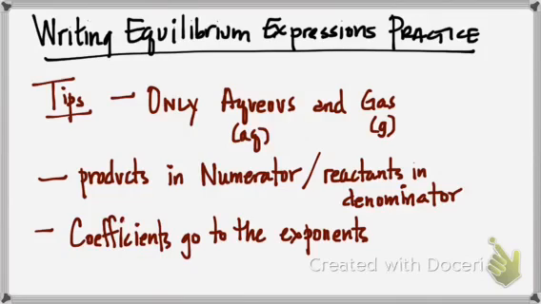Number one, you're only going to use aqueous and gas as far as states of matter. You're going to ignore your solids and your liquids. The next thing, remember that in putting stuff into your expression, the products are going to go in the numerator and the reactants are going to go in the denominator. And finally, the coefficients in the balanced equation that you're working with are going to go to the exponent spot. So we're going to be working through some guided practice, so here we go.